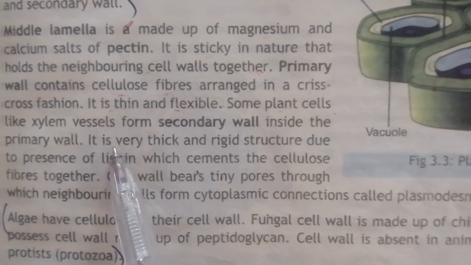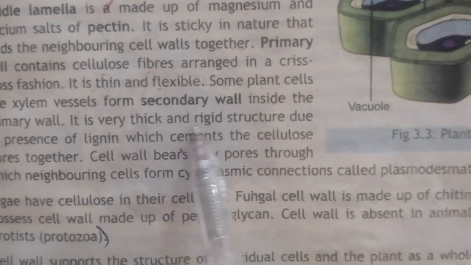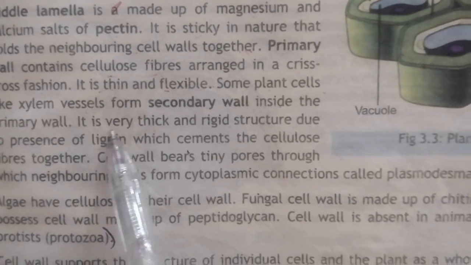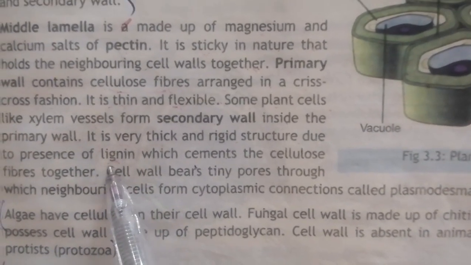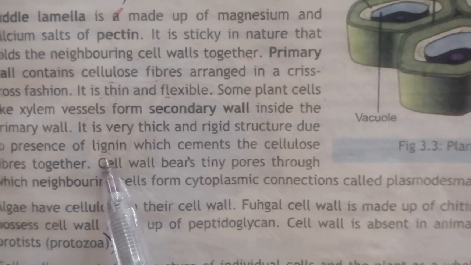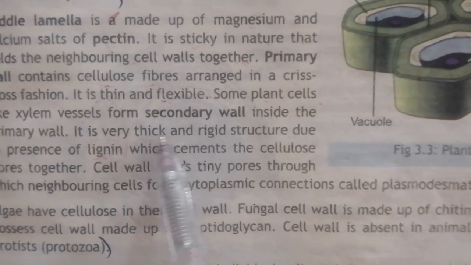What is the nature of the secondary cell wall? It is a very thick and rigid structure due to the presence of a chemical. What's the name of the chemical? Here you can see the name of the chemical is lignin. How would we read it? Lignin. So the secondary cell wall is very thick.